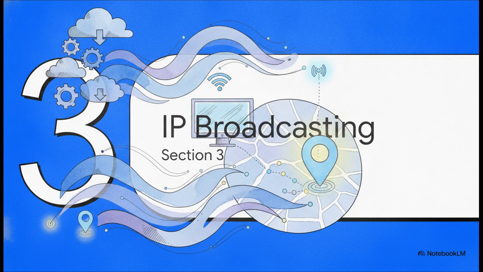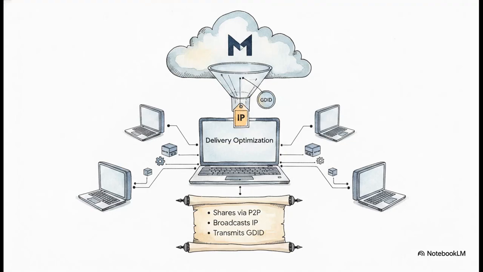Let's see what happens behind the scenes when your computer decides it's time to grab an update. Unless you've specifically gone deep into your advanced settings and shut this thing off, Windows uses a feature called Delivery Optimization. By default, it acts like a peer-to-peer network. It takes the update files you've already downloaded and shares them with other PCs out there on the internet, which sounds efficient, right? But to pull that off, it is actively broadcasting your real IP address and transmitting your device's unique identifier, your GDID, straight to Microsoft's infrastructure.